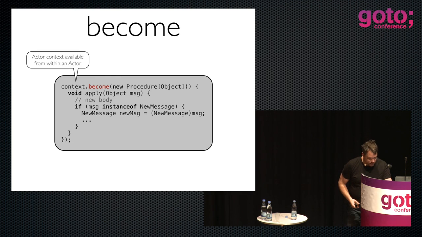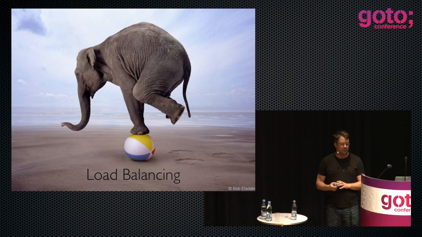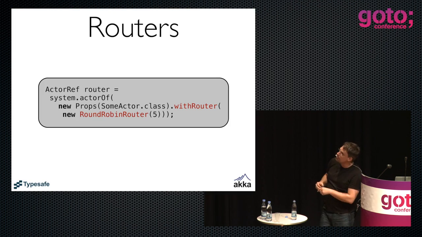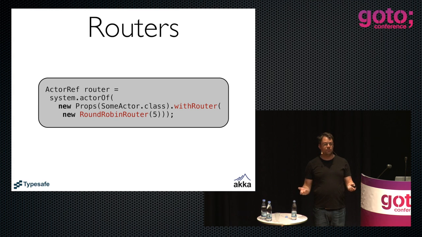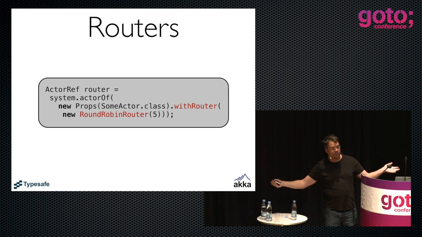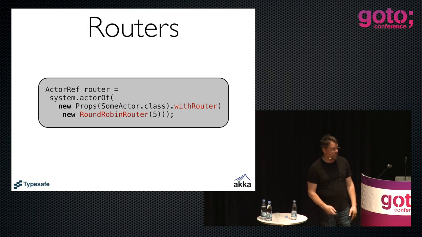So, load balancing. I just want to talk a little bit about load balancing. If you have this actor and you want to turn it into a router immediately, then you can, using the props object, say withRouter, and you pass in the router and the number of routees, for example. You can also do this from the configuration file, or you can do this at runtime, depending on how you want to do it.